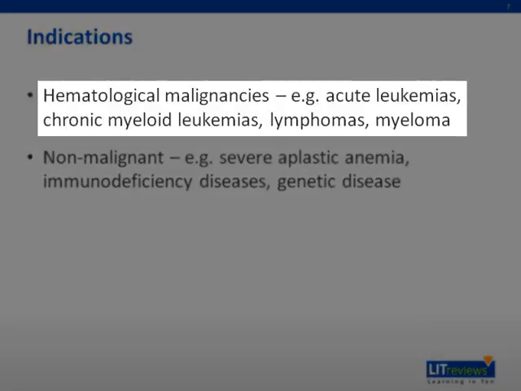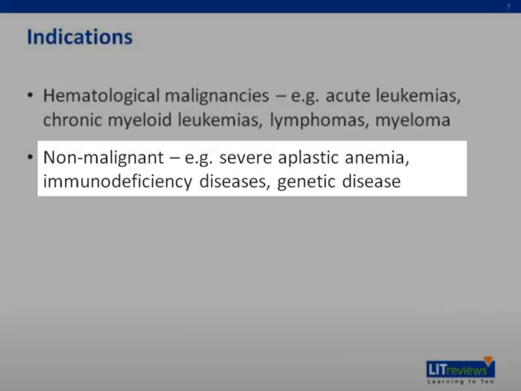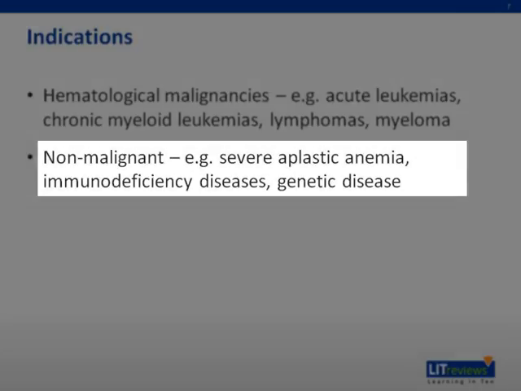An allogeneic transplant is usually done for hematological malignancies, which include acute leukemias, relapsed lymphomas, and sometimes refractory or relapsed myeloma. The common non-malignant diseases for which allogeneic stem cell transplant is done are the bone marrow failure syndromes, for example, aplastic anemia.